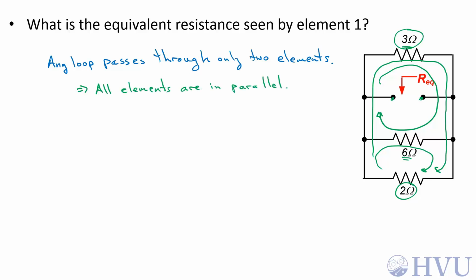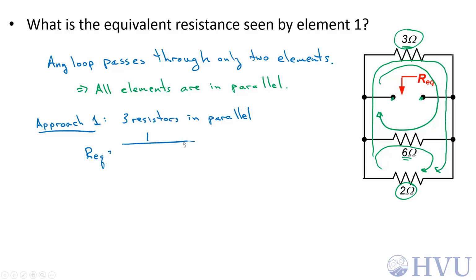I have a couple of different ways that I can calculate equivalent resistance for 3 parallel resistors. First, I can simultaneously deal with all 3 resistors. The appropriate equation is Req is the inverse, 1 over the sum of the inverses of the individual resistances. So 1 over 3 ohms plus 1 over 2 ohms plus 1 over 6 ohms, and that turns out to be 1 ohm.